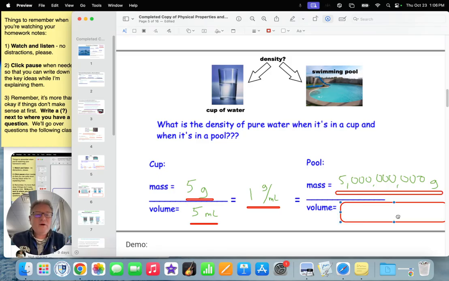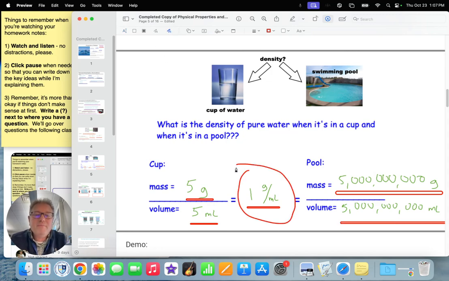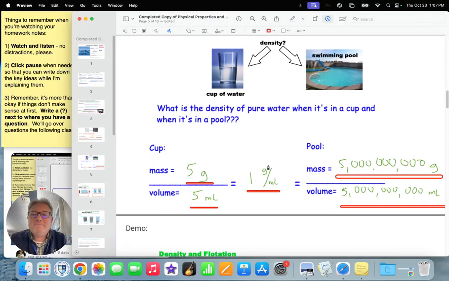But guess what? That water takes up a lot of space. How much space? It takes up 5 billion milliliters of space. 5 billion grams divided by 5 billion milliliters, the math still works out to be the same. It's still 1. You still have just 1 gram per milliliter. All right. So it doesn't matter how much you have, because density is a characteristic property. Whether you have a little bit of water or a big amount of water, the density is always the same.